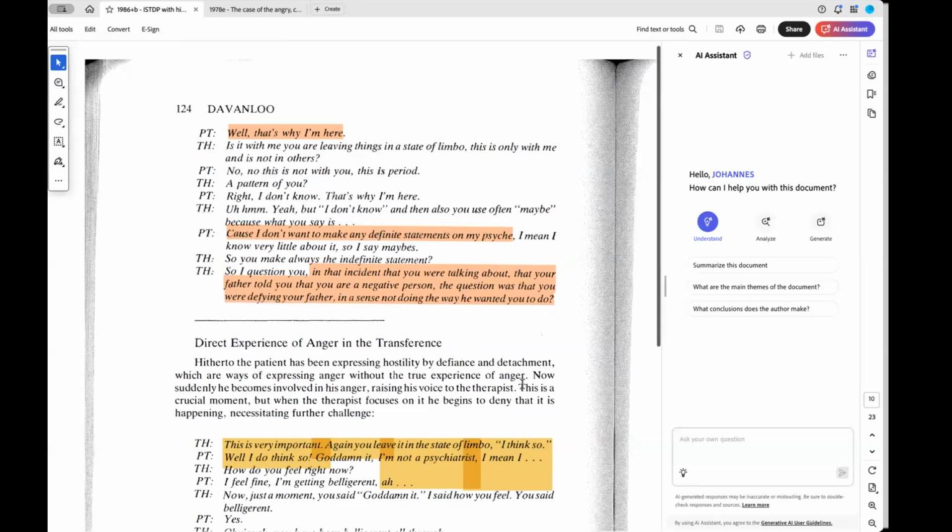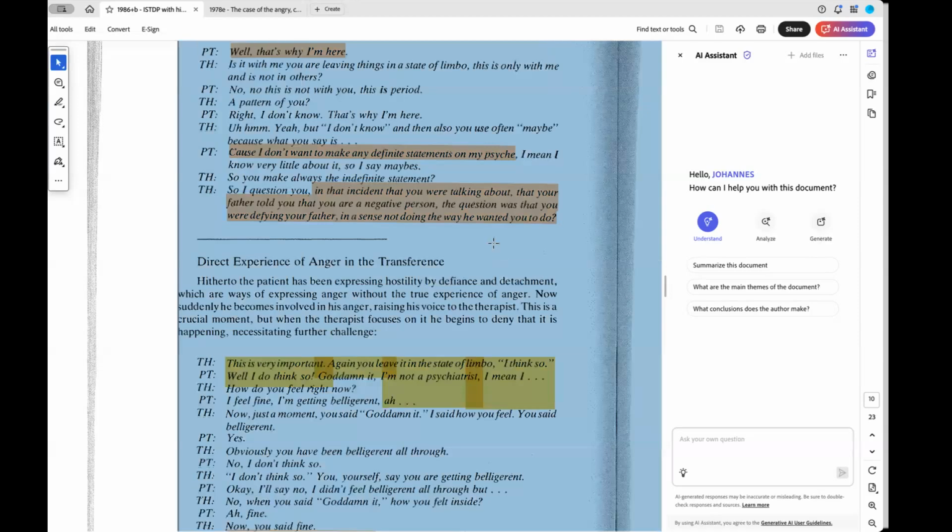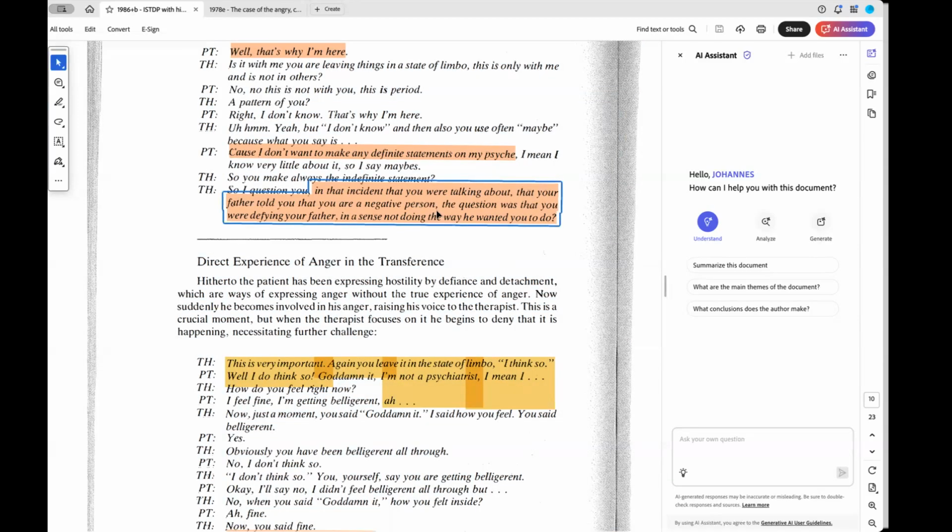And so at this juncture, at the top of page 124, on the heels of a lot of pressure and challenge on the patient's defenses, his vagueness, his leaving things in limbo, note that Davanloo's follow-up is not pressure to feeling. Okay, it's not pressure to feeling. Instead it's pressure to provide clarity to the question, was it that you were defying your father here? This last bit right here that's in orange. So I question you in that incident that you were talking about, that your father told you that you're a negative person. The question was that you were defying your father, in a sense, not doing what he wanted you to do.